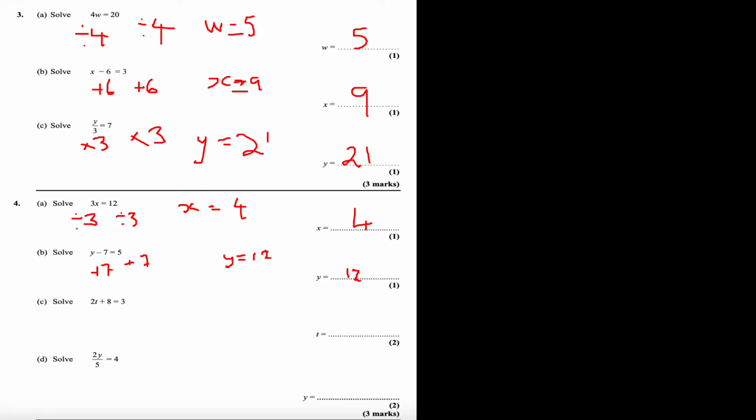For part C, 2t plus 8 is equal to 3, well, minus 8 on both sides. 2t is equal to negative 5, so 3 minus 8 is negative 5. Dividing both sides by 2, I get that t is equal to minus 5 halves, or minus 2.5. So they will accept either one as those answers.